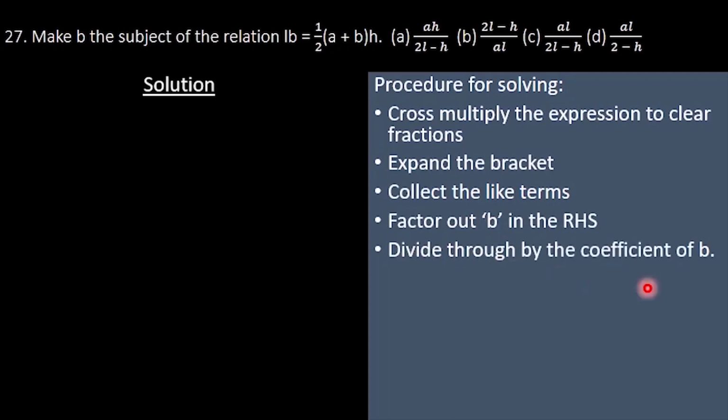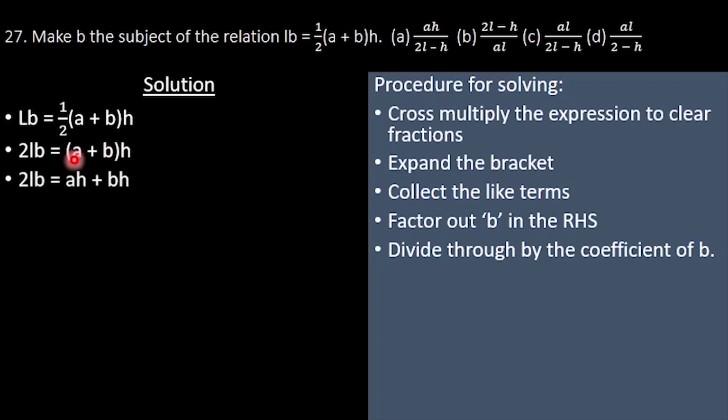The solution: we have this our question, then cross multiply. When you cross multiply the expression, it will clear the fraction. You will now have 2 times L b equals (a + b) h. Then let's open the brackets. You now have 2Lb equals h times a, we have ah, plus b times h, we have bh.